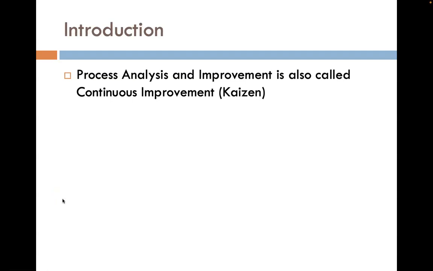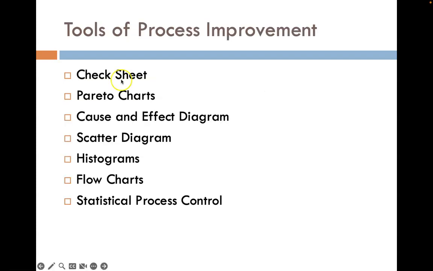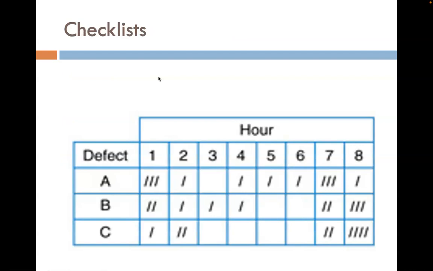So the first thing is problems should be identified. That's the first thing, and recorded. And they will be recorded in the check sheet. So let's look at an example. Here we have a number of defects. We have defect A, B, and C.